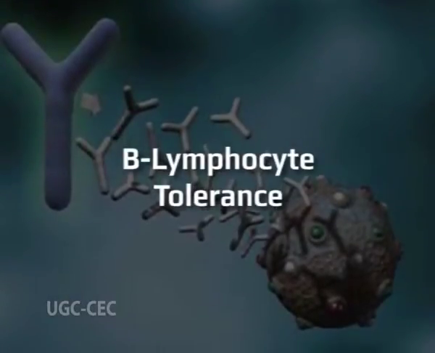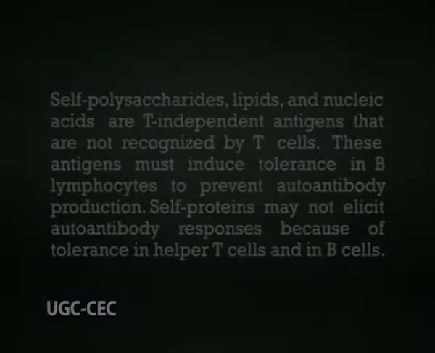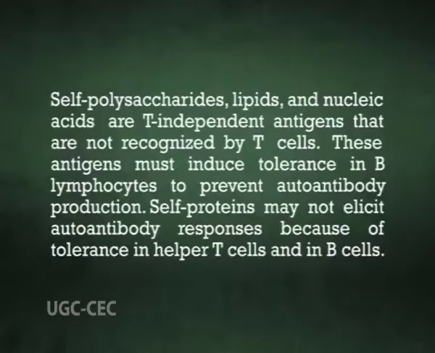Coming to the B-lymphocyte tolerance. Self-polysaccharides, lipids and nucleic acids are T-independent antigens that are not recognized by T cells. These antigens must induce tolerance in B lymphocytes to prevent autoantibody production.